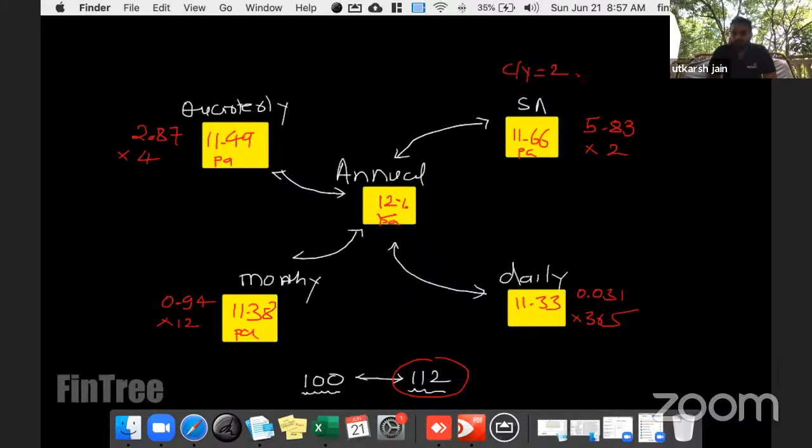Correct, 11.66. Now go to C/Y, make it 4, go to nominal, press compute. The 12 effective remains as it is. We don't even touch it. Go to C/Y, make it 4, go to nominal, press compute.